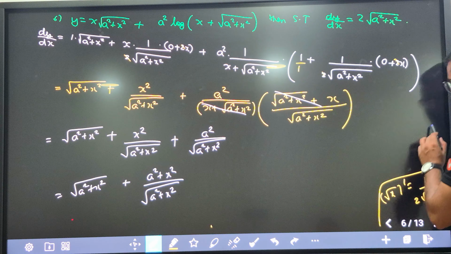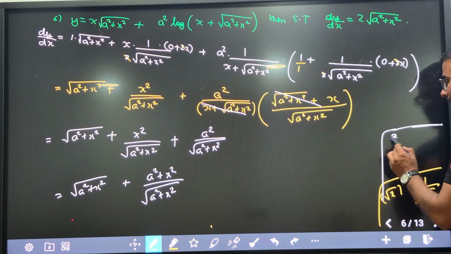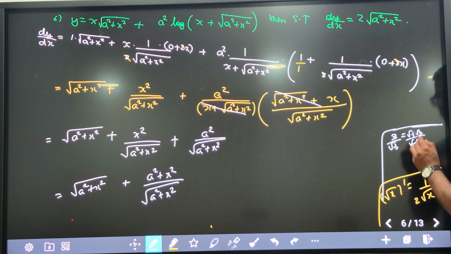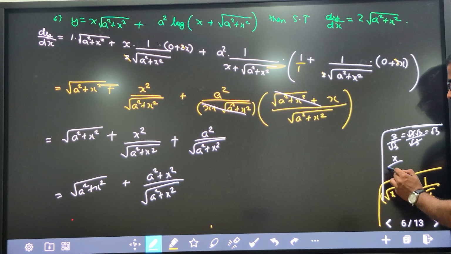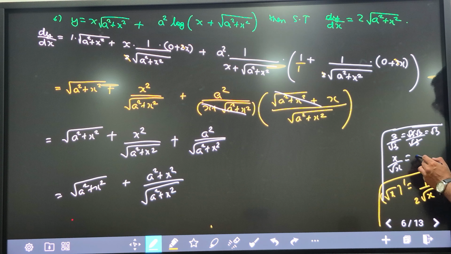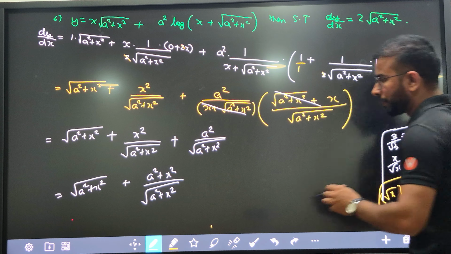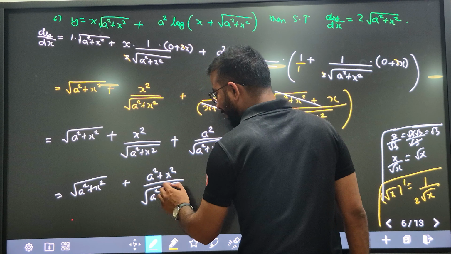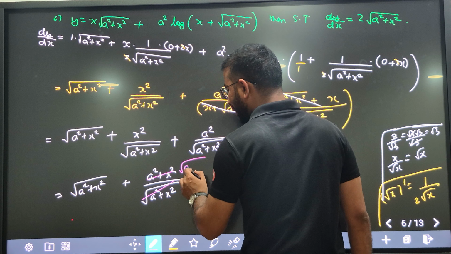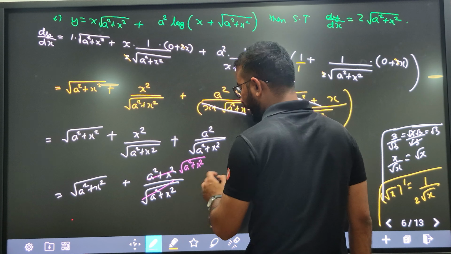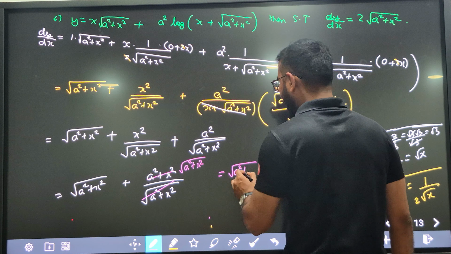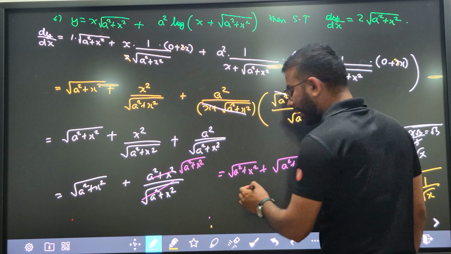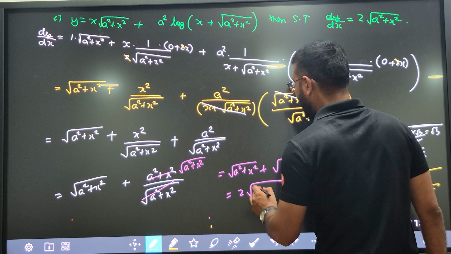Now what you have to apply is logic here. What is 3 by root 3? 3 can be written as root 3 into root 3, so the answer is root 3. What is x by root x? One root will get cancelled, so it is root x. So from here, both of these will get cancelled. What is left here is root a square plus x square. So the final answer is root a square plus x square plus root a square plus x square. This will become 2 times root a square plus x square.